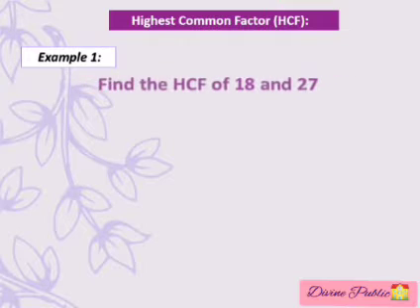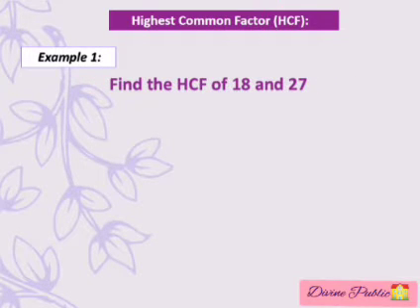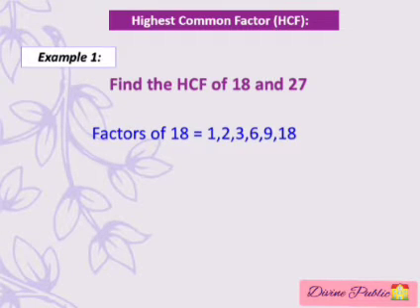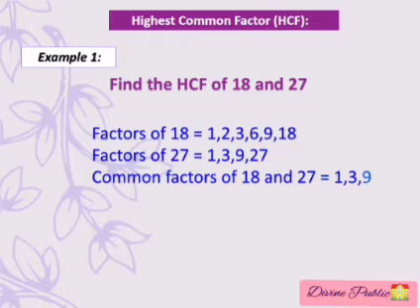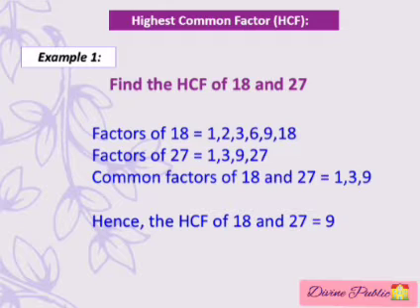Example 1. Find the HCF of 18 and 27. Factors of 18 equal 1, 2, 3, 6, 9 and 18 and factors of 27 equal 1, 3, 9 and 27. Common factors of 18 and 27 are 1, 3 and 9. Hence, the HCF of 18 and 27 is equal to 9.